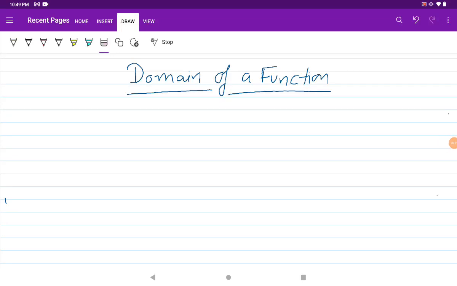Hello students, I'm Sunil and today we are going to discuss how we can find the domain and range of a function. So first we are going to discuss how we can find the domain. So what is the meaning of domain? Domain means the value of the independent variable for which the function is defined.